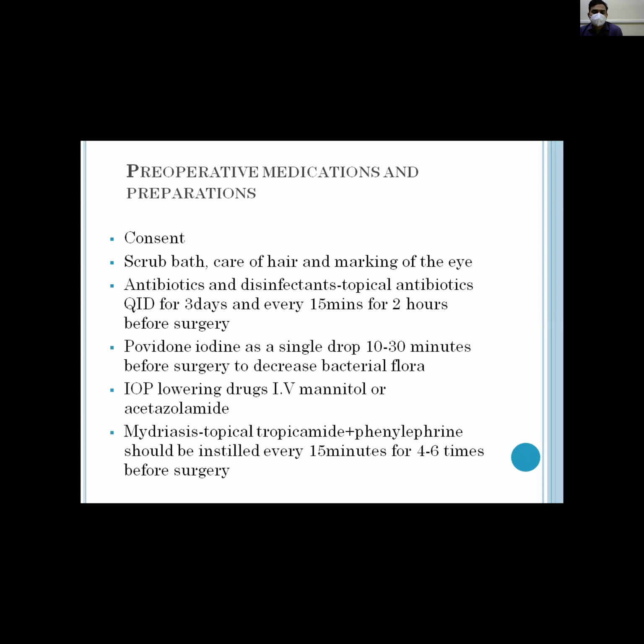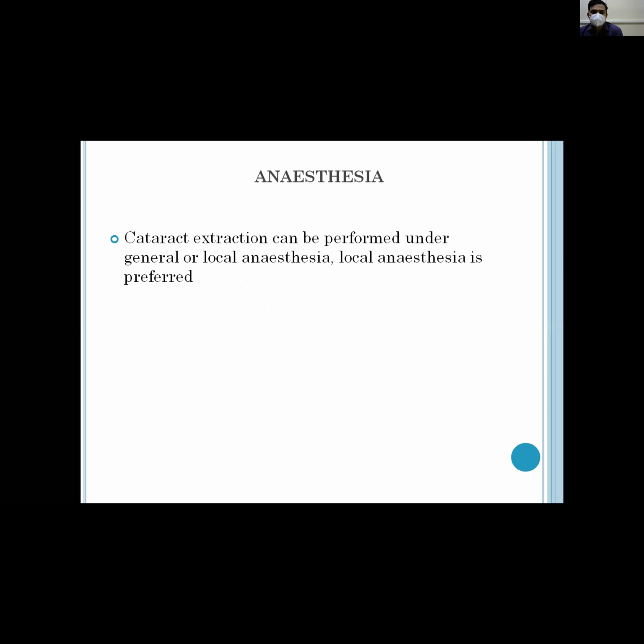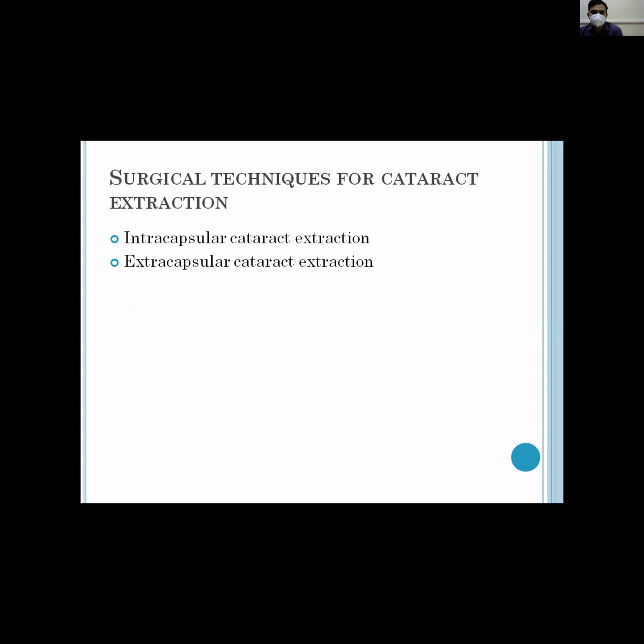Mydriatics for the pupil dilation: topical tropicamide plus phenylephrine should be instilled every 15 minutes for 4 to 6 times before surgery. Anesthesia: cataract extraction can be performed under general or local anesthesia. Local anesthesia is preferred normally.